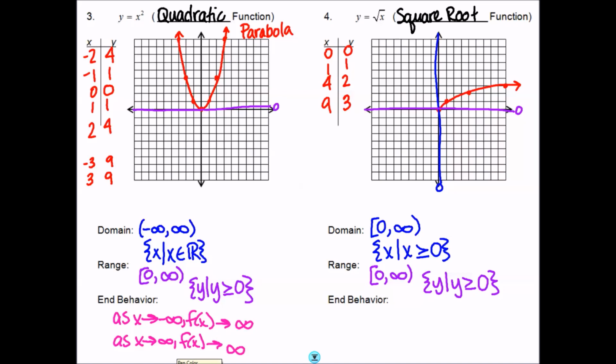Now for the end behavior, I'm only going to write one part of the end behavior because I only have one arrow at the end of this graph. So I'm just going to write the end behavior for the right side because that's the only side that has an arrow. So as x approaches positive infinity, f of x approaches, now technically this is pointing up, so that approaches positive infinity. Since we don't have an arrow on the left side of the graph, we just have a point here, I cannot write the end behavior for that side of the function.